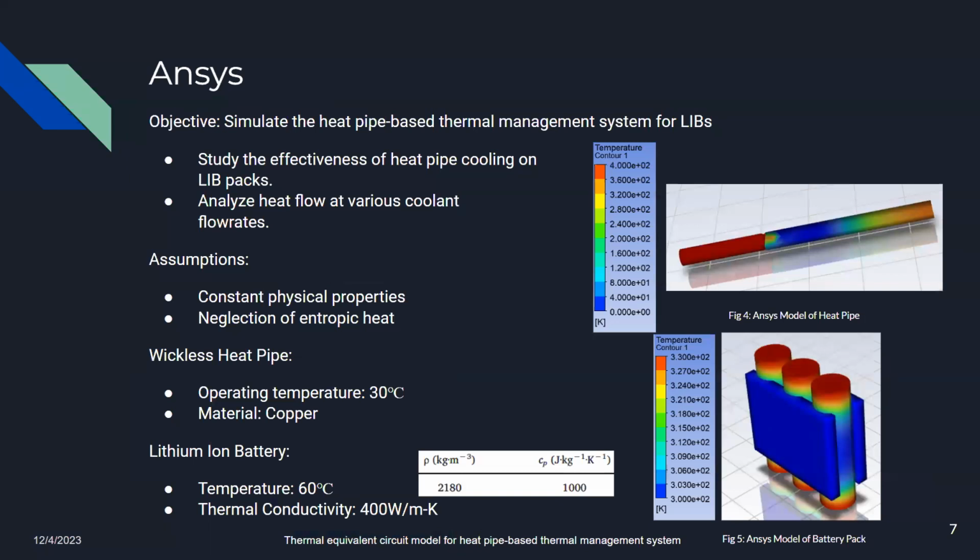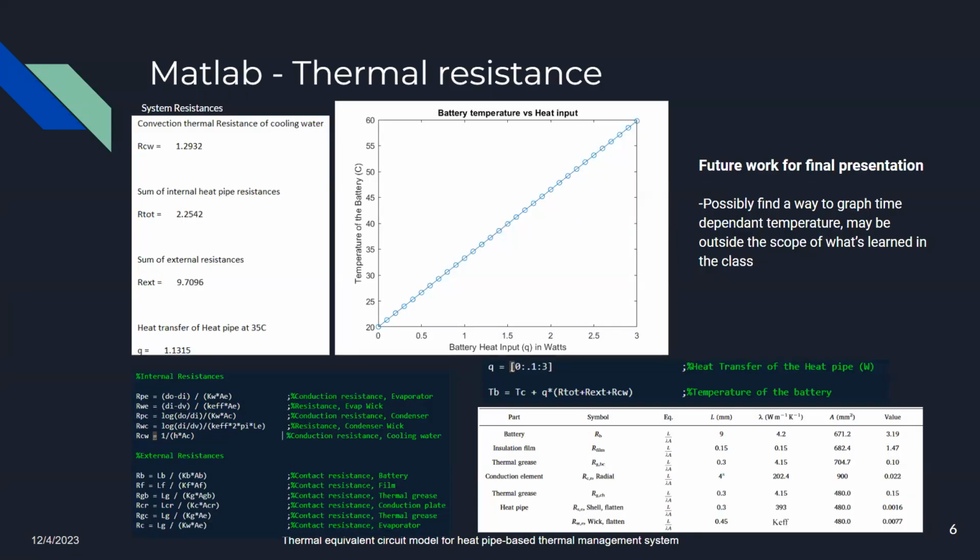And you can see in the bottom right, the values that are compared to on the paper itself for each one of the different resistances inside. And for future work for this is to attempt to find out possibly if we can do temperature-dependent equations to match what they have done in the paper, but these might be outside of the scope of what we learned in the class.